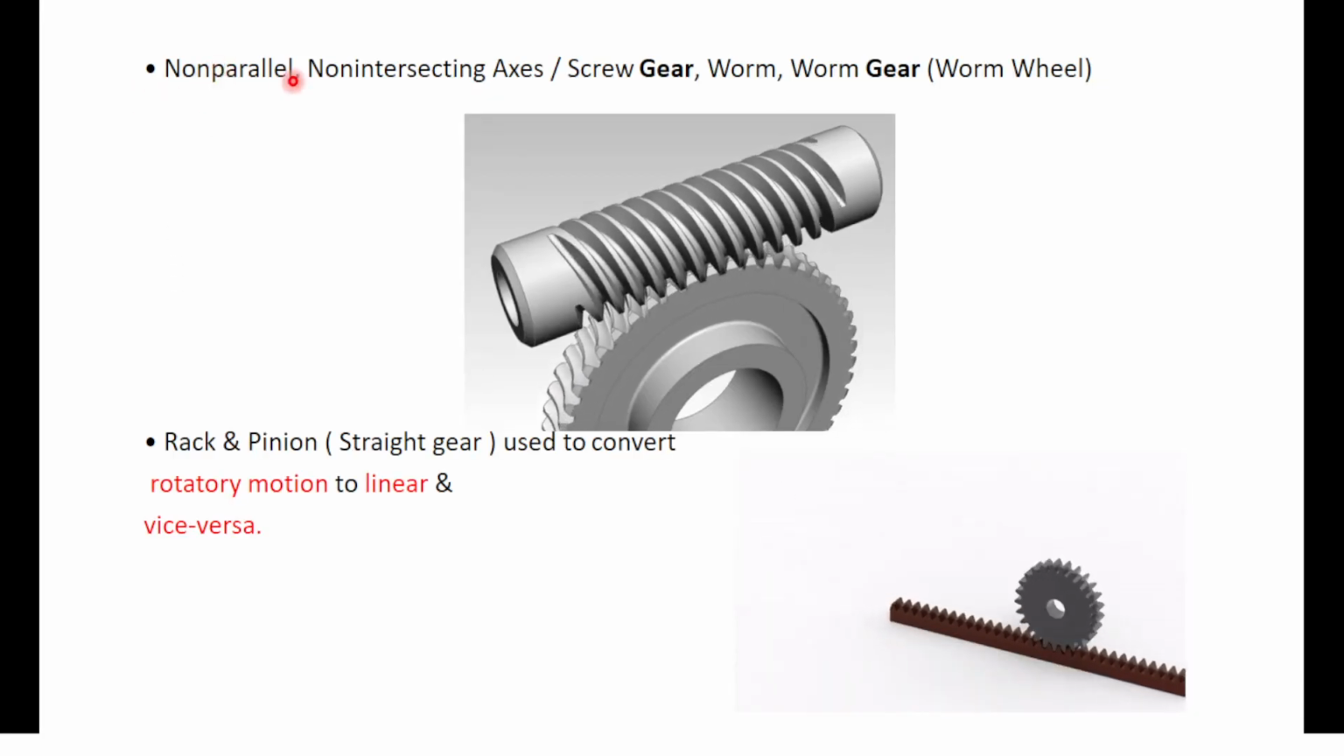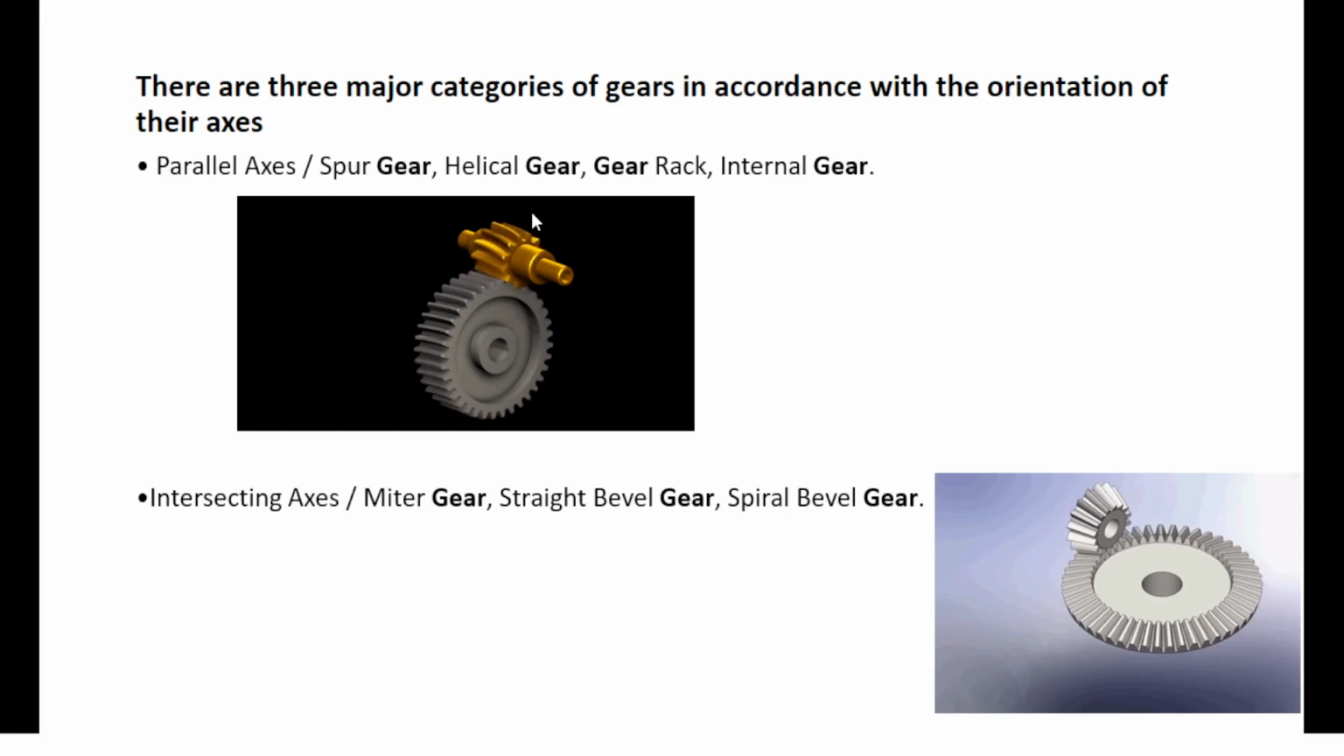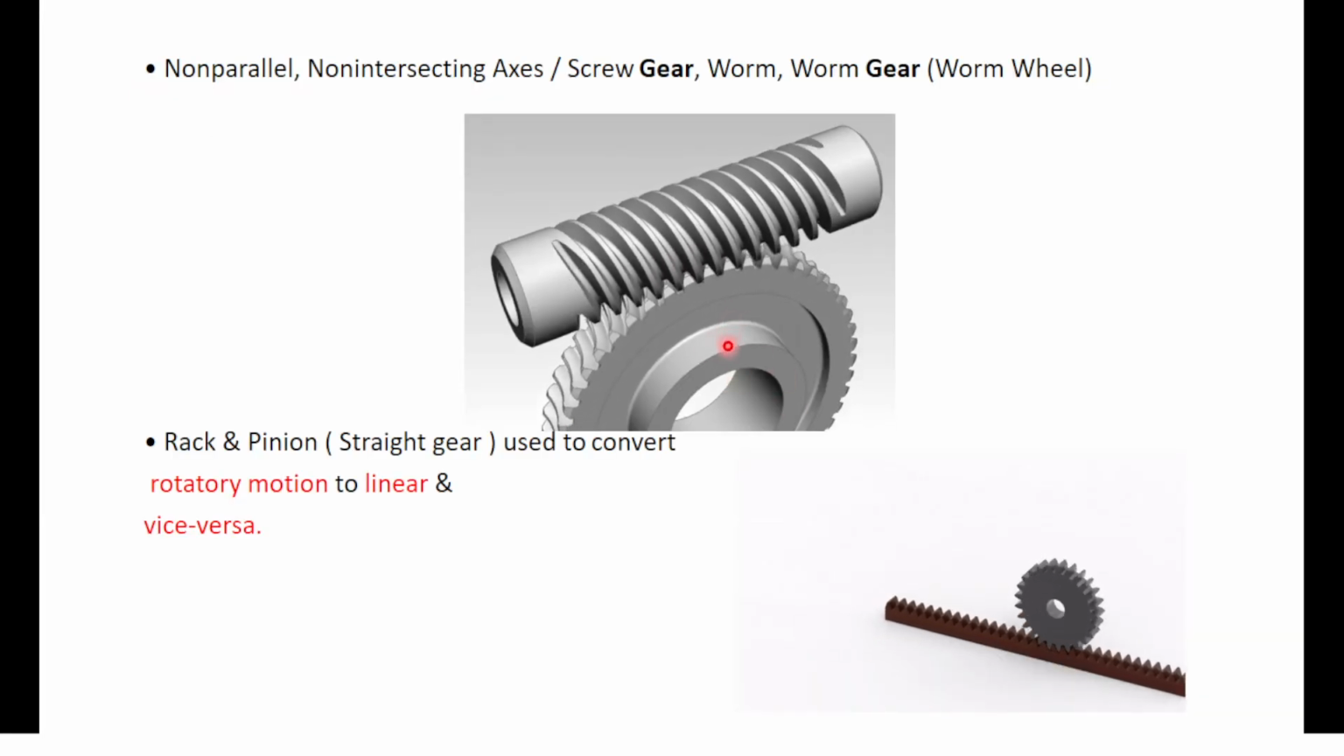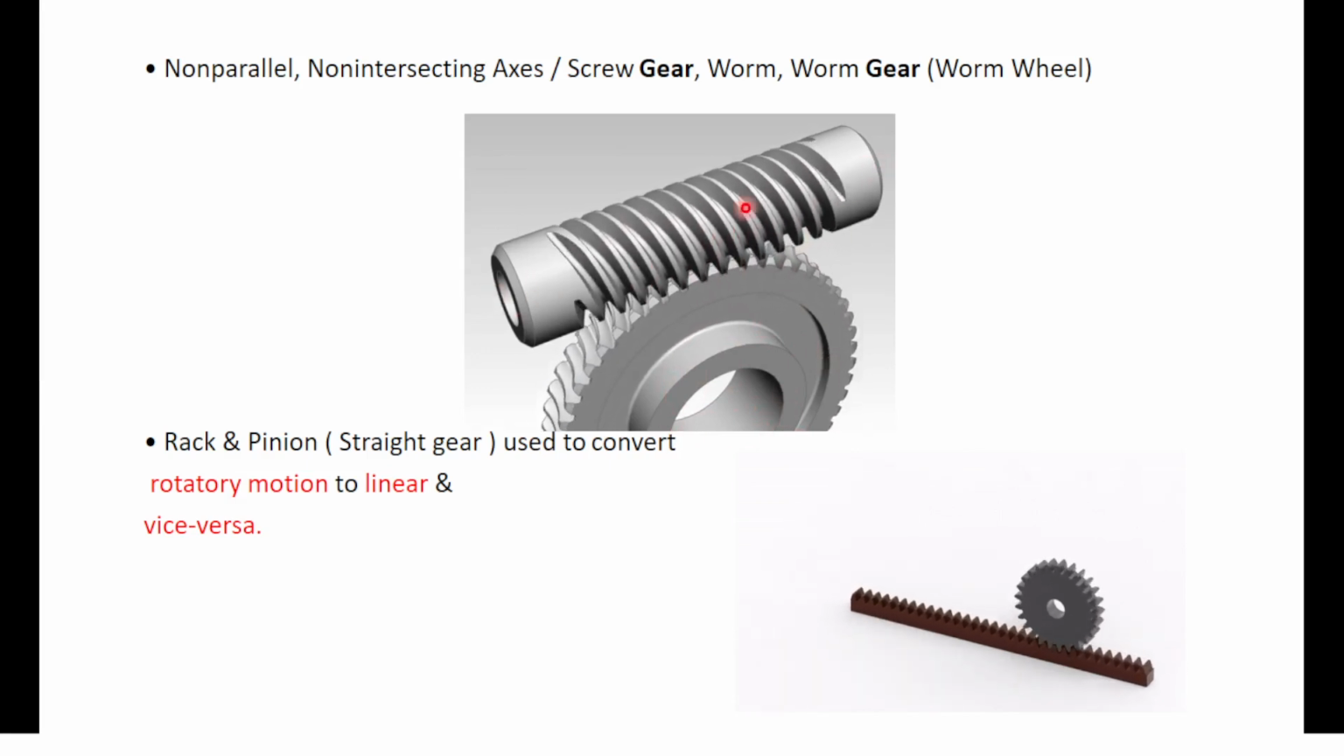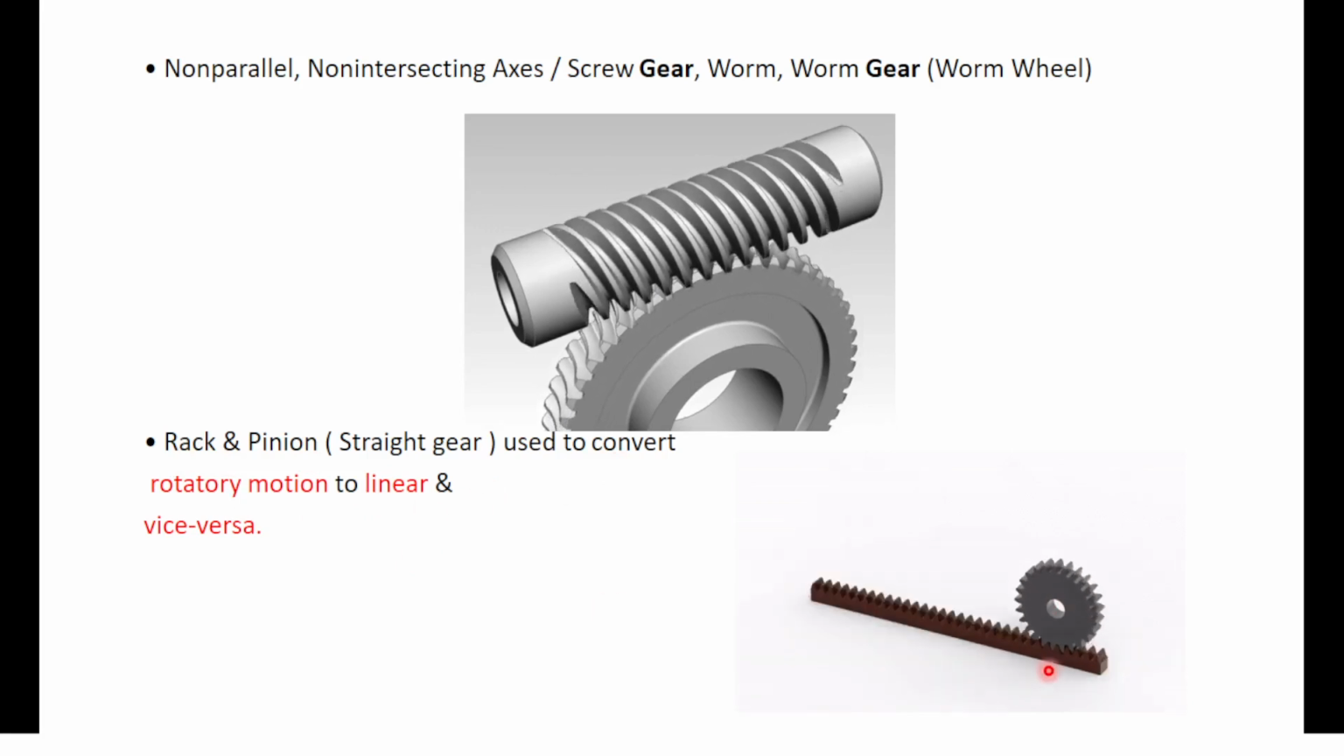Then the third type, non-parallel non-intersecting, means neither are the axes parallel nor are they intersecting. Generally this is worm and worm wheel. This bottom gear is known as the worm wheel, and this is known as the worm. So motion is transmitted in this non-parallel non-intersecting axis type of gear combination. And the last one, fourth, is rack and pinion, used to convert rotary motion into linear motion, or from linear motion to rotary motion.